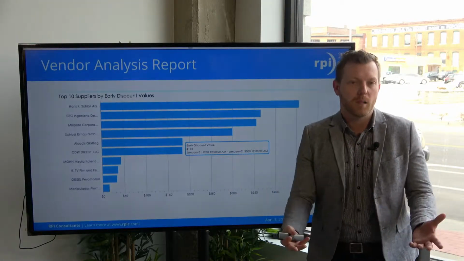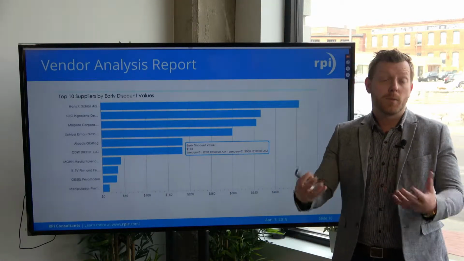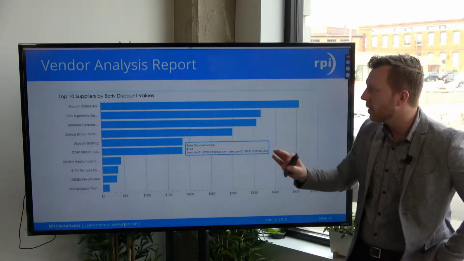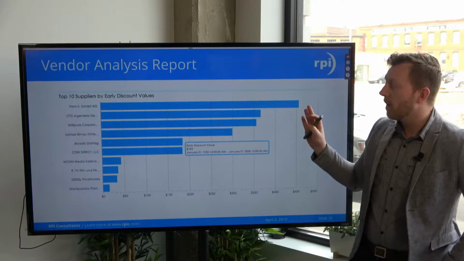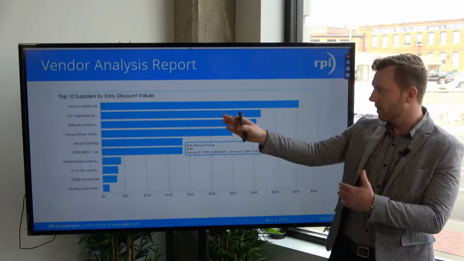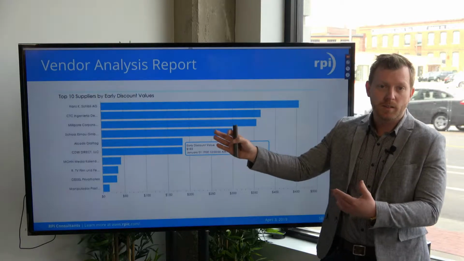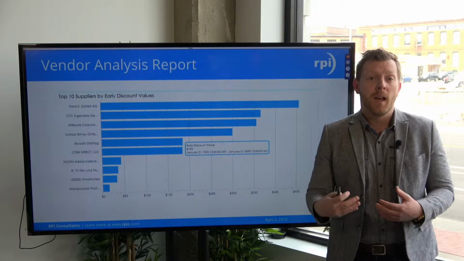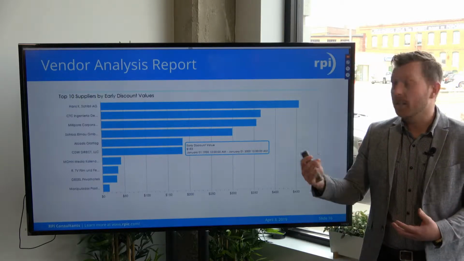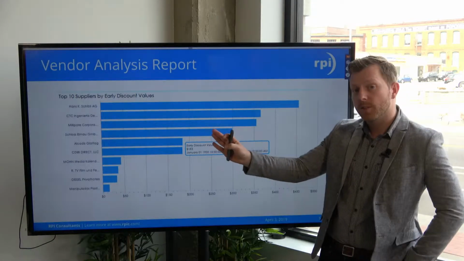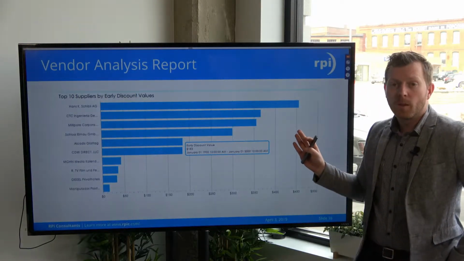They've got a lot of great out-of-the-box reports for invoice processing. If you would like to see a demo of that, we'd be happy to do that. But essentially it gives you a snapshot of how much you're spending. For this one, for instance, this is just your top 10 suppliers by early discount value. So if it's flagged as a vendor that has an early discount value, you want to make sure that's in your system so you can track that metric. And then you can track the spend that you've been doing with them.